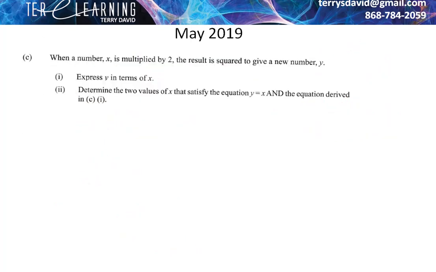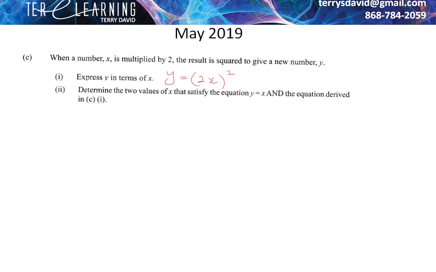Now for this part now, when a number x is multiplied by 2, the result is squared to give a new number y. So the new number y is simply equal to, so the first thing they said we have a number x, we're multiplying by 2. So if you multiply by 2, it'll be 2x. And then they said the result is squared to give a number y. So we need to square all of this, right? So that's the answer for part 1.